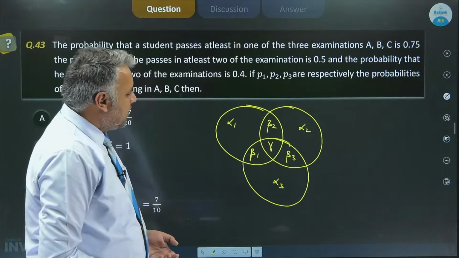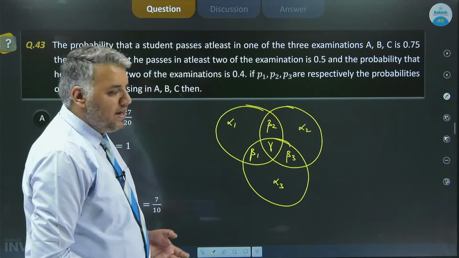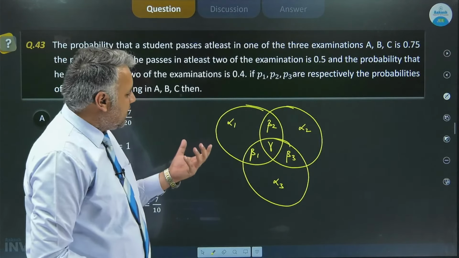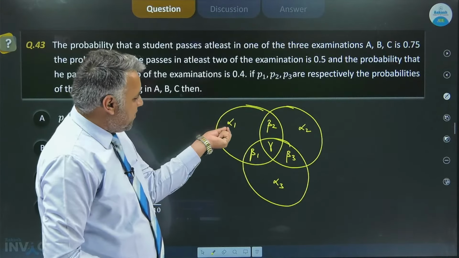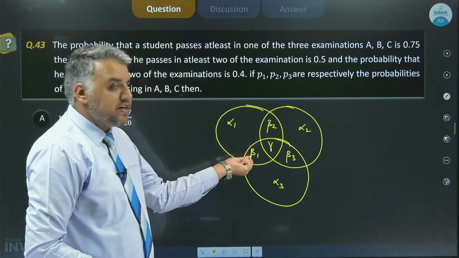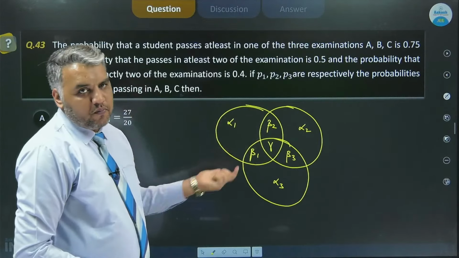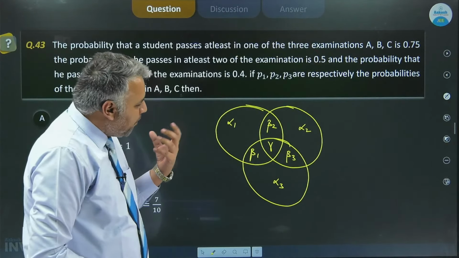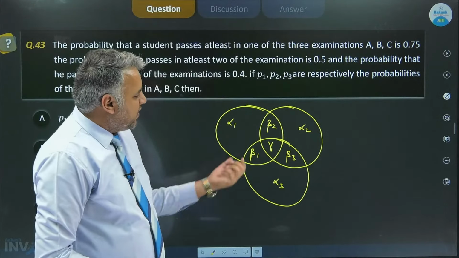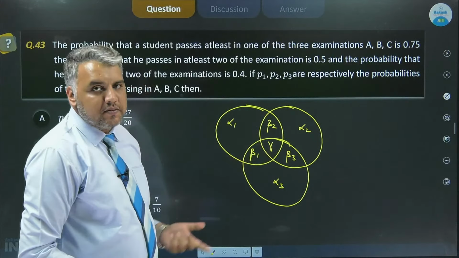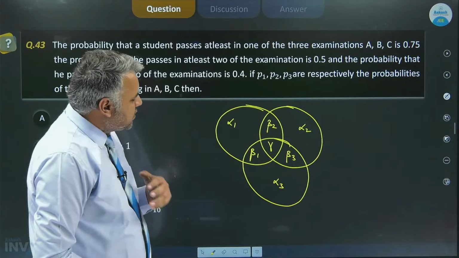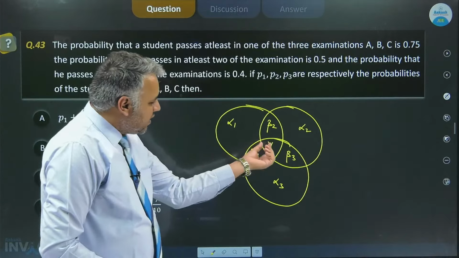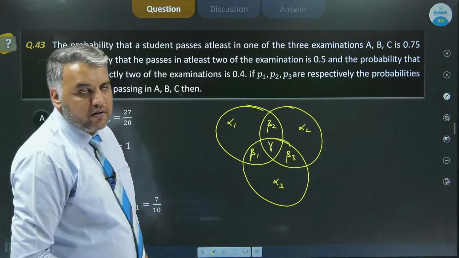Now if we say that a student passes in examination A, that means his probability will be alpha 1 plus beta 2 plus gamma plus beta 1, the addition of these four portions. If we say that the student passes in both A and B, that means we are talking about beta 2 plus gamma. If we say that the student passes in all three exams, that means we are looking for gamma only.